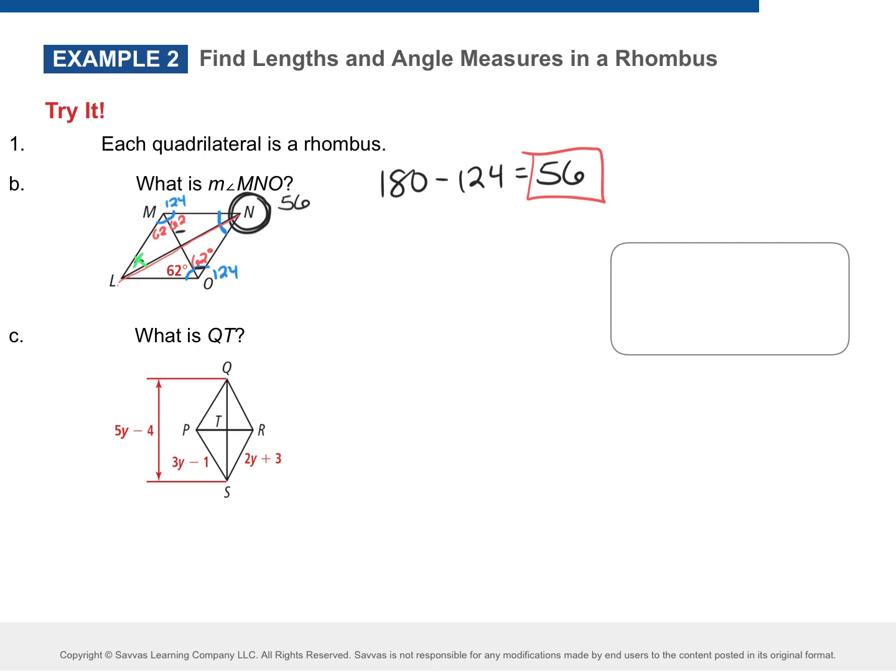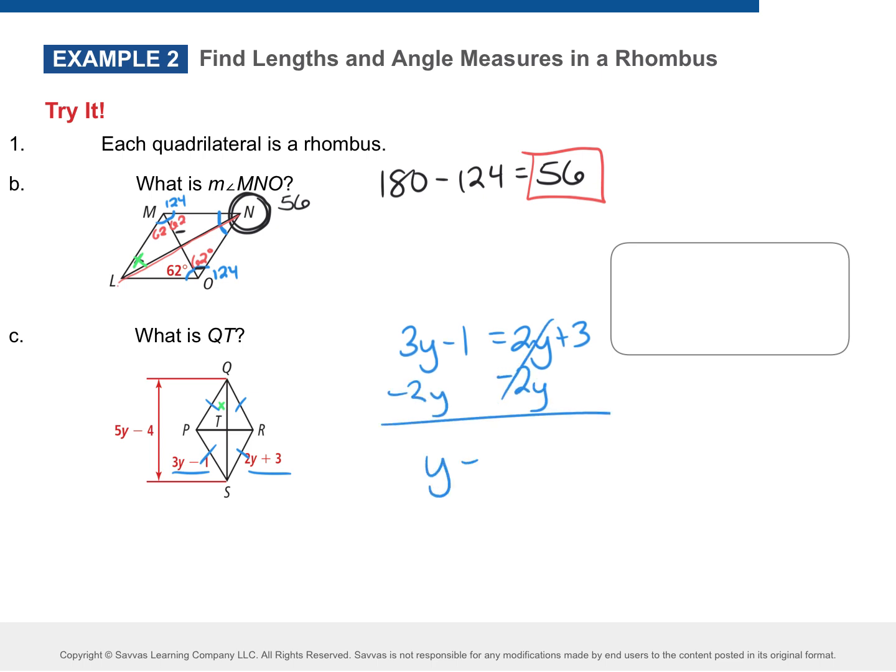I want to find QT. That's this line right here. Oh, you said 3y minus 1 and 2y plus 3 are equal to each other. Why can I say those are equal? So what he said is I'm going to take 3y minus 1 equal to 2y plus 3. Right, because we know by the property all sides are congruent to each other. Good.